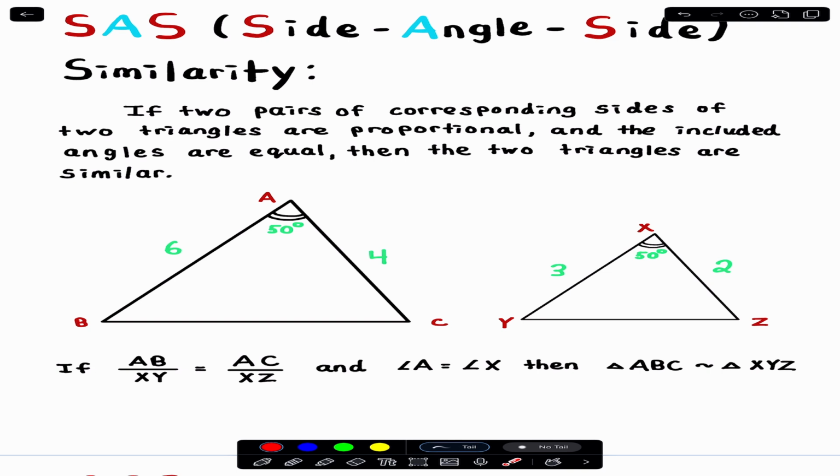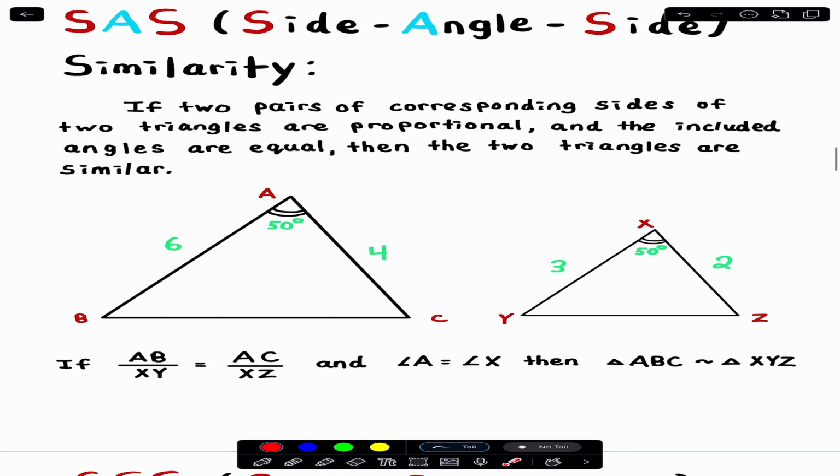An interesting fact about these numbers, we can see that 6 over 3 is equal to 4 over 2. When you do the math, it ends up being a ratio of 2. So side AB over side XY equals side AC over XZ. And this included angle, the angle in between the two sides, is equal. Then we say triangle ABC is similar to triangle XYZ. All right? So that's side, angle, side similarity.